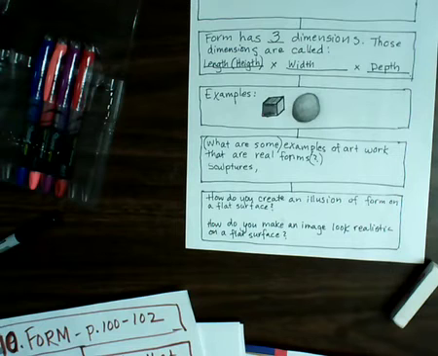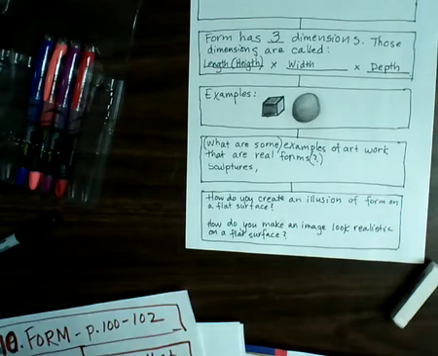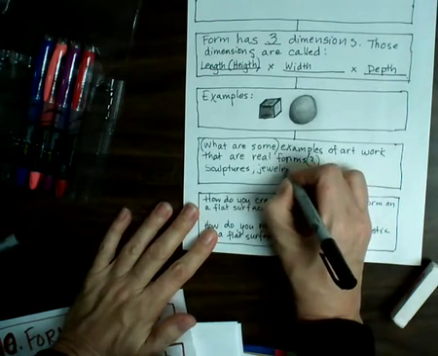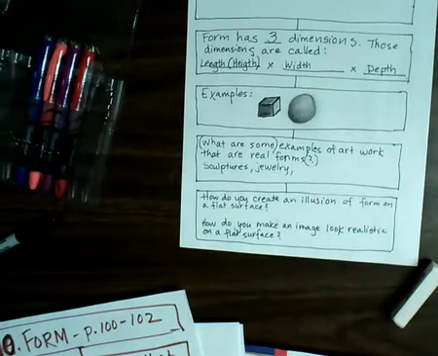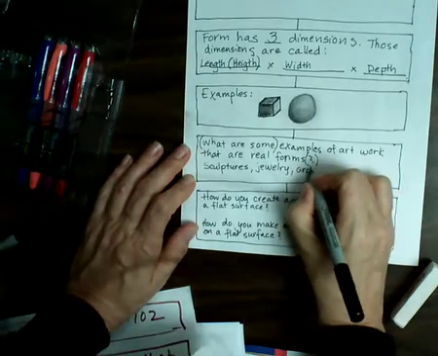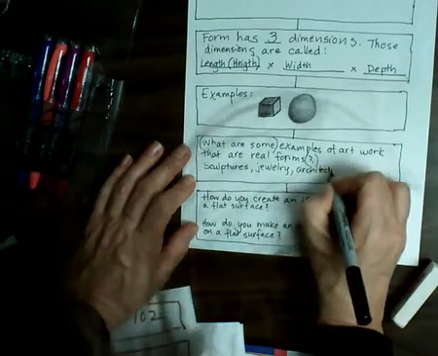Okay, what else besides sculpture? Anybody wearing any artwork that's a real form? Jewelry. Your rings, if you're wearing a ring. So jewelry is art. What else? What are we in right now? A building, which is architecture. That's an art form. That's 3-dimensional.